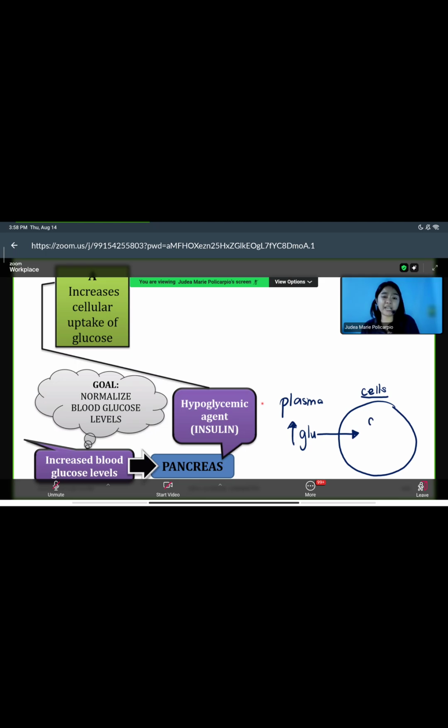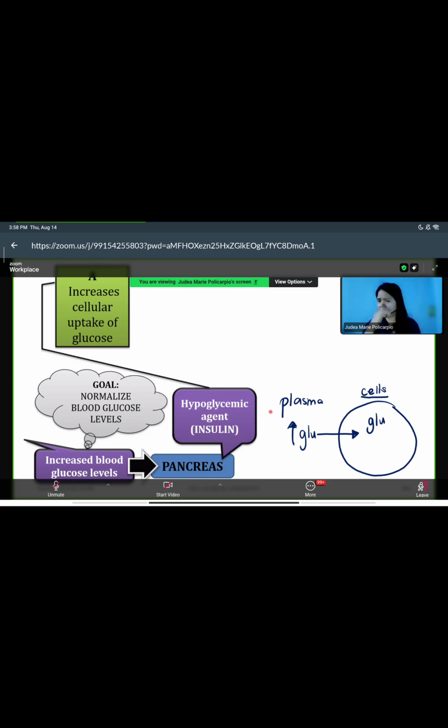Kasi nga naman, pag pumasok ng pumasok yung glucose sa loob ng cell, ano mangyayari sa glucose mo in the plasma? Eventually, bababa yung glucose levels natin in the plasma. So, ang una palang gagawin ni insulin, itutulak niya yung mga glucose na yan na nasa plasma, papapasukin niya sa loob ng cell para yung glucose sa plasma ay eventually bumaba. Okay, so therefore, ma-achieve niya yung goal niya as a hypoglycemic agent.